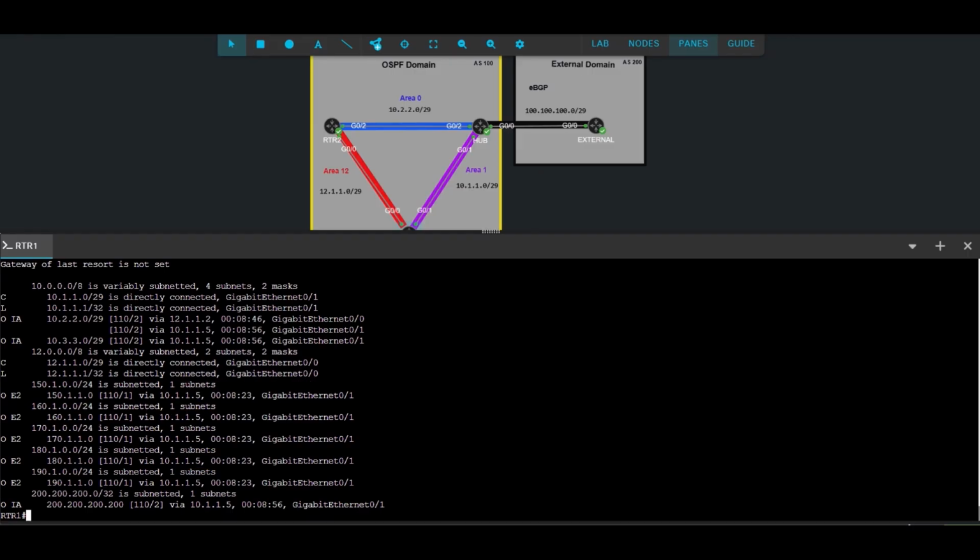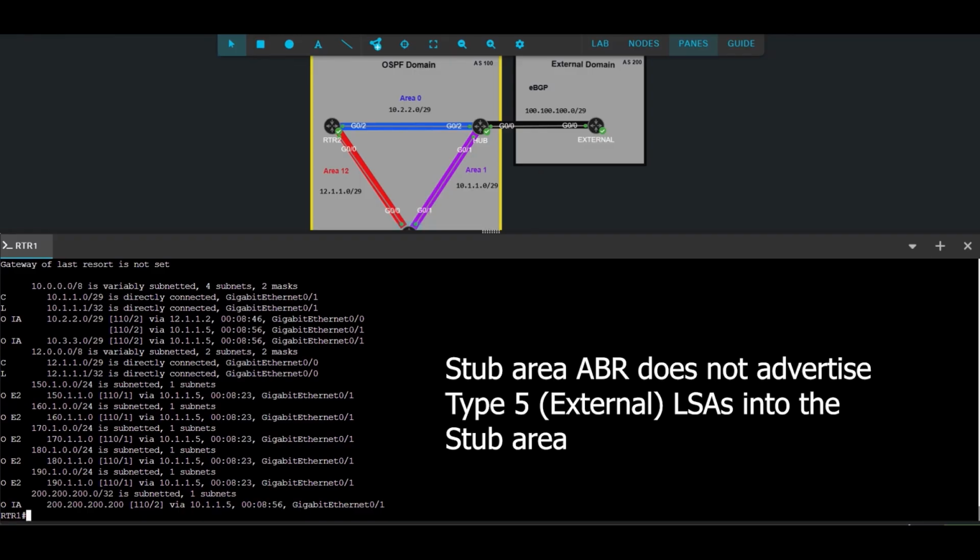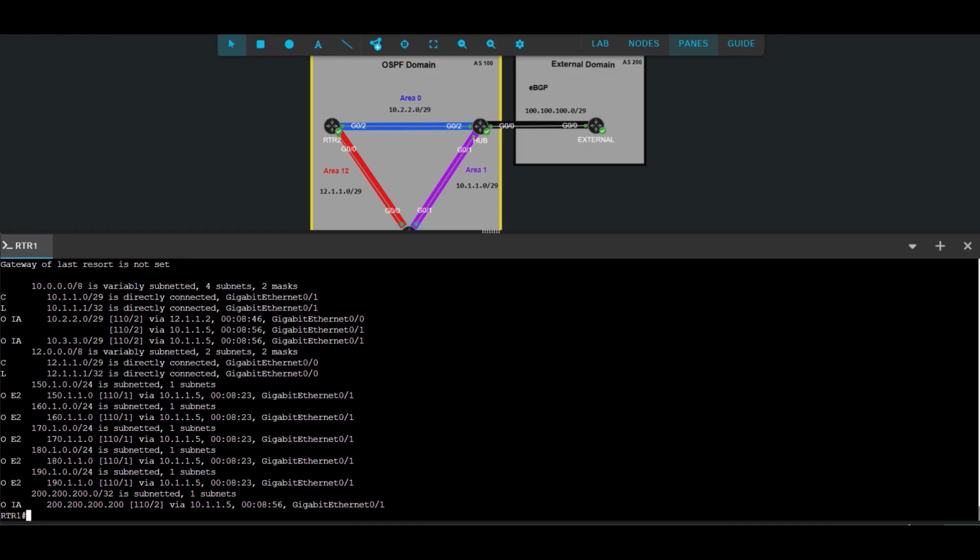Router 1 cannot make path selections for externals with only one option, so there's no reason to maintain them in the routing table. In this case, it would make sense to have only one default route to the external networks. This is where the stub area type becomes useful. The ABR connected to a stub network does not advertise Type 5 LSAs into the stub. No Type 5 means no visibility of external networks. Instead, a default route is advertised by the ABR.